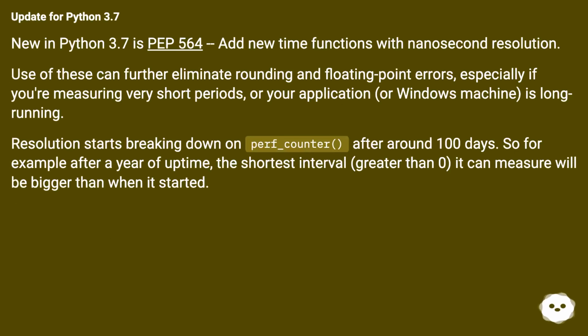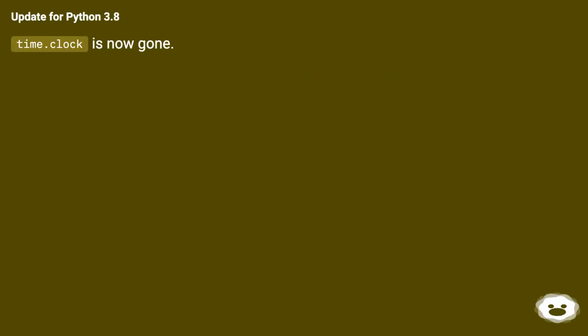Update for Python 3.7. New in Python 3.7 is PEP 564, adding new time functions with nanosecond resolution. Use of these can further eliminate rounding and floating point errors, especially if you're measuring very short periods, or your application or Windows machine is long-running. Resolution starts breaking down on perf_counter after around 100 days. So for example, after a year of uptime, the shortest interval, greater than 0, it can measure will be bigger than when it started. Update for Python 3.8. Time.clock is now gone.